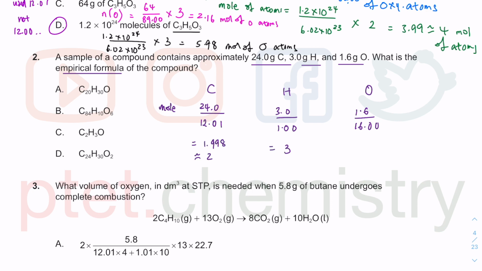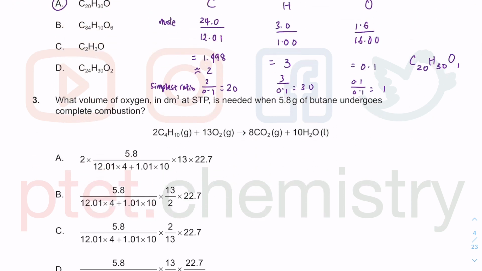This is 3, so 3 divided by 1 is 3. 1.6 divided by 16 on the calculator gives you 0.1. And to find the simplest ratio, you need to divide the whole thing by the smallest number. So 2 divided by 0.1 gives me 20, and 3 divided by 0.1 gives me 30. Am I correct? Yep, okay. And then 0.1 divided by 0.1 gives me 1. So we can say C20, H30, and O1. So that answer has to be option A there.